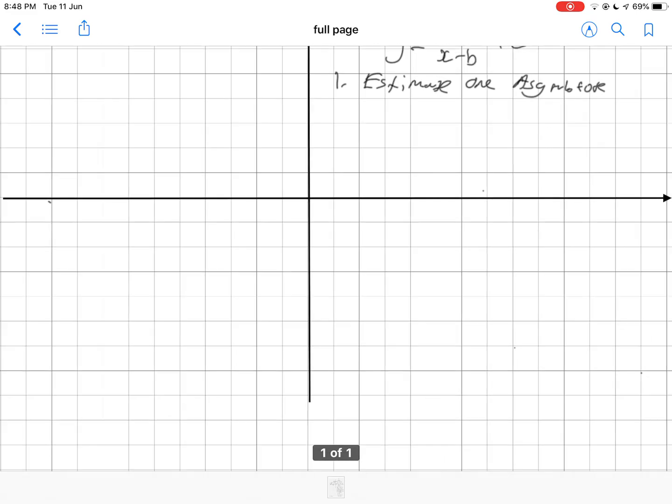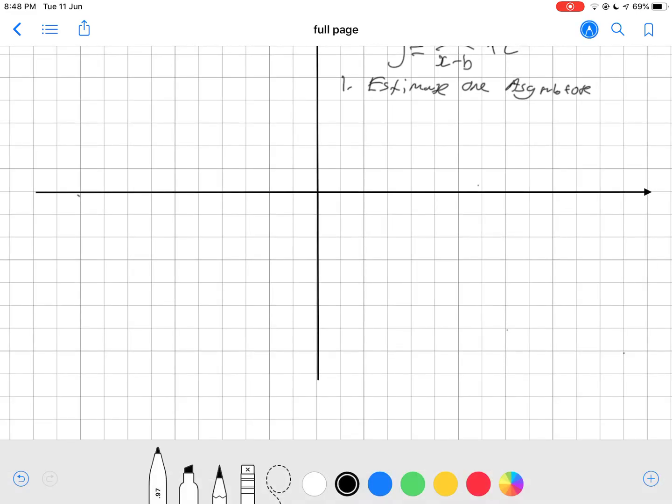So for example, we'll say a graph, a hyperbola looking something like this. Sorry guys. Okay, that's a bit better.